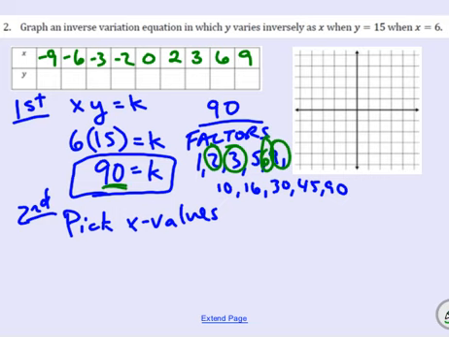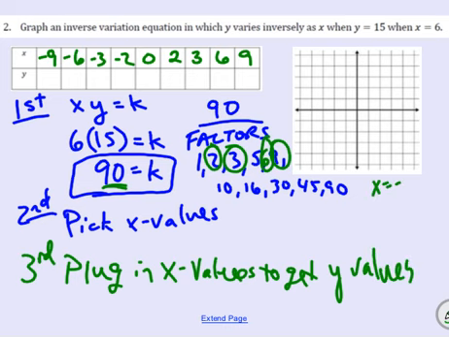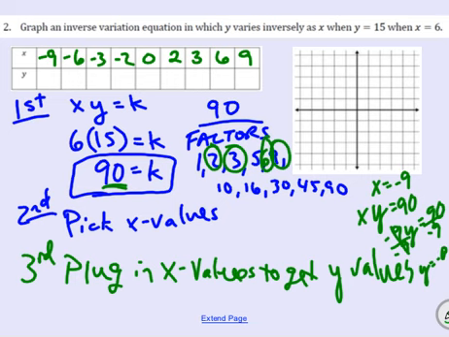So we could do this thing with the plug in. So it says third, plug in x values to get y values. And so what they mean is if I'm going to let x equal negative 9, well, x times y has to be 90, so negative 9y has to be 90. When I divide by negative 9, I get y equal to negative 10. So this is going to be negative 10 here.